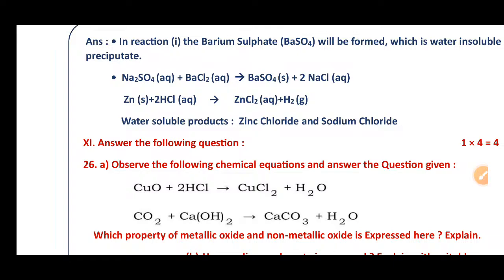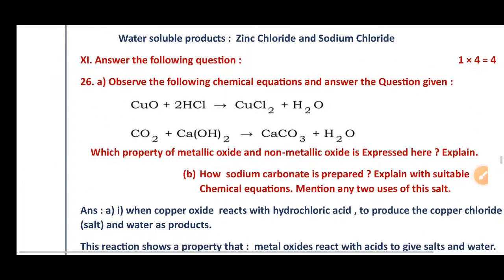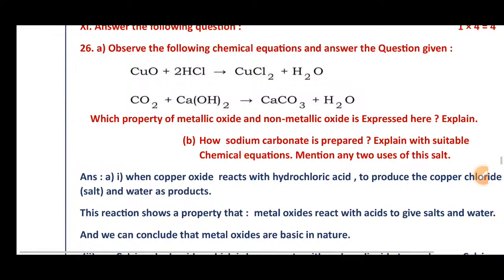Okay, then main question number 11. Answer the following questions. Okay, it's a 4-mark question. Okay, then in that A, observe the following chemical equations and answer the question. Copper oxide reacting with hydrochloric acid, what it gives? Copper chloride and water. And carbon dioxide reacts with the calcium hydroxide, what it gives? It gives calcium carbonate with small amount of water. Which property of a metallic oxide and non-metallic oxide is expressed here?